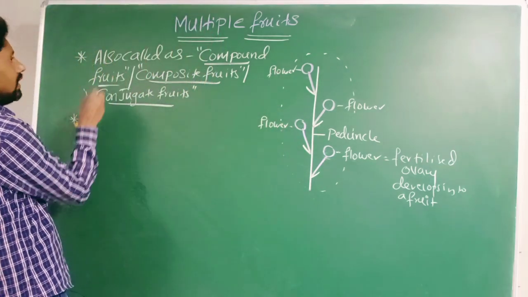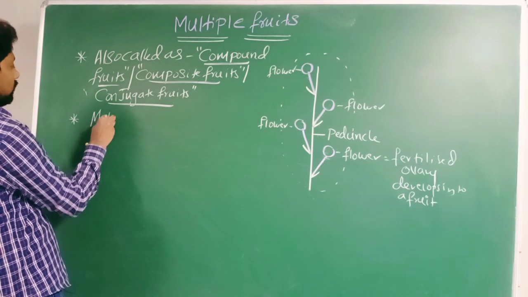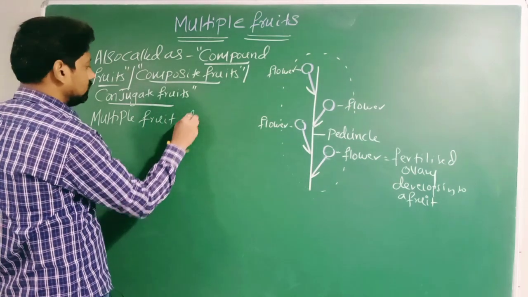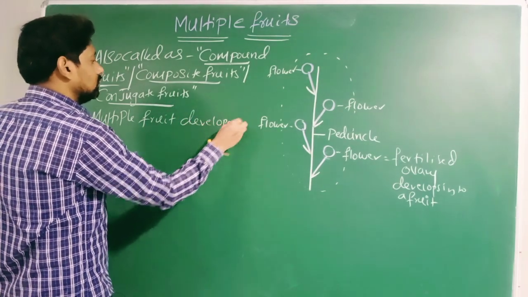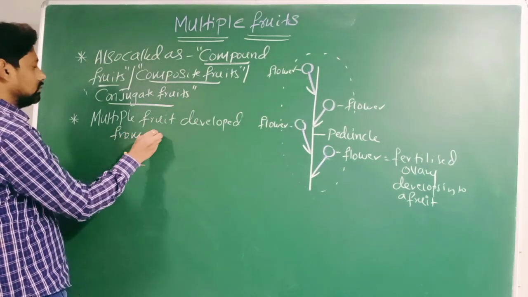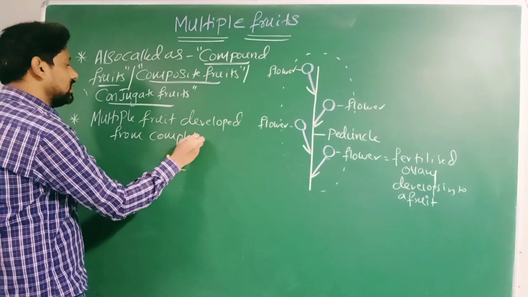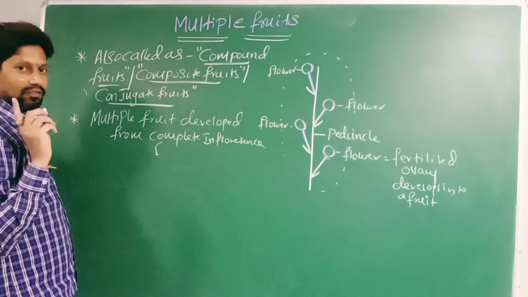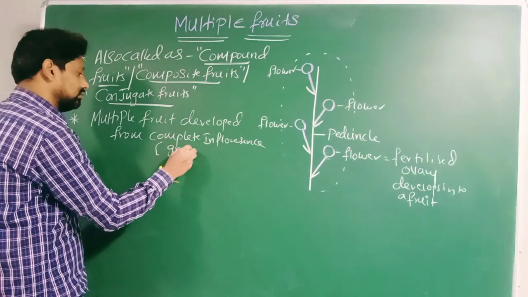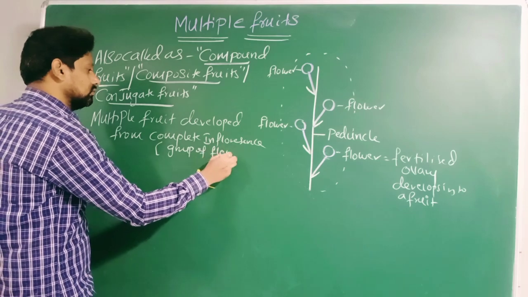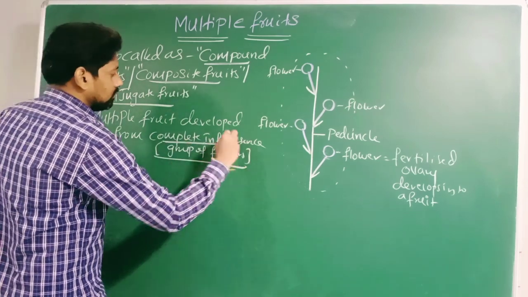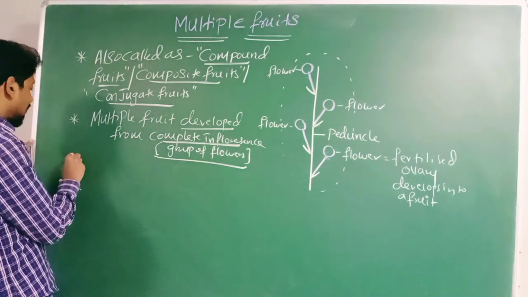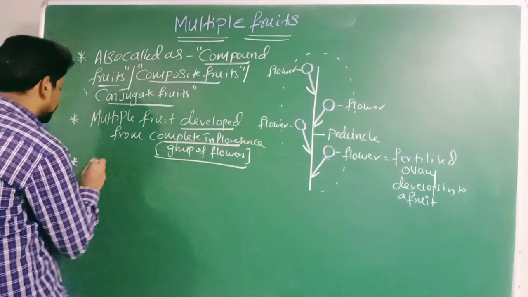Is this statement okay? Therefore, multiple fruit is developed from where? From a complete inflorescence. It means not from one flower, but from a group of flowers. Is this statement okay? Multiple fruits are developed from a complete inflorescence. How is this multiple fruit developed? Just now I told.